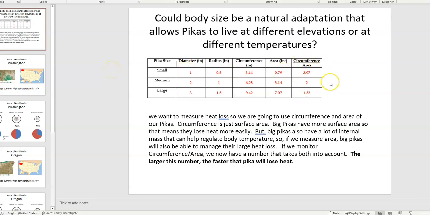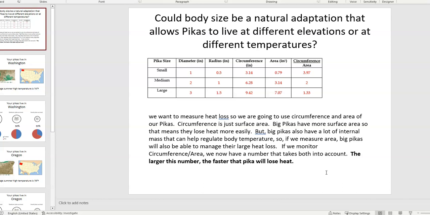But what you can look at is this last column. If they take the circumference of the pika and divide it by the area, then they show that small pikas are 3.97, medium are 2, and large are 1.3. So it says here that big pikas have more surface area, which means they lose heat more easily. But big pikas also have a lot of internal mass that can help regulate body temperature. So if we measure area, big pikas are also able to manage their heat loss.